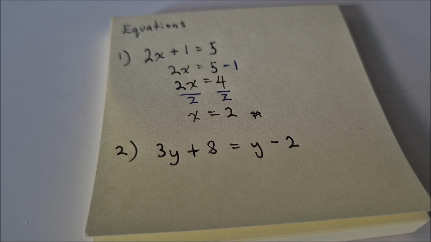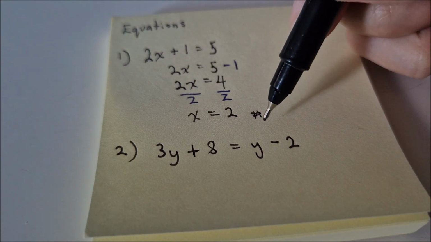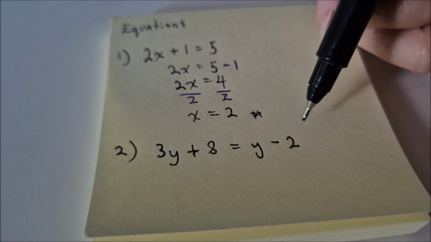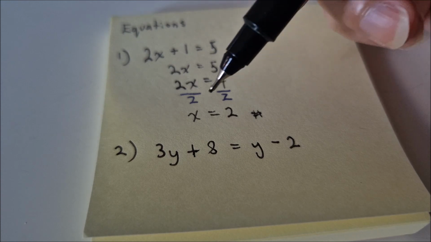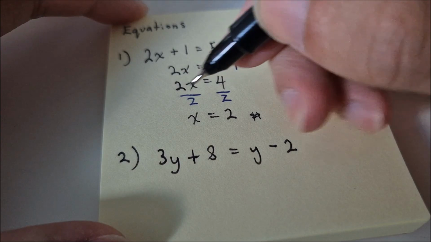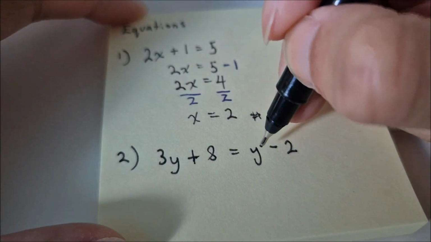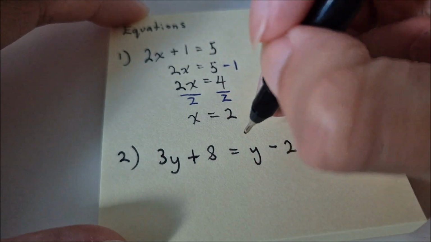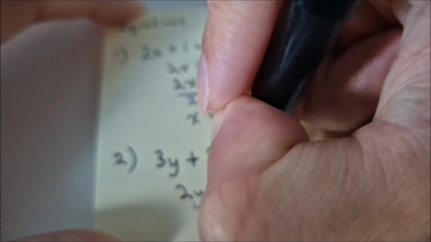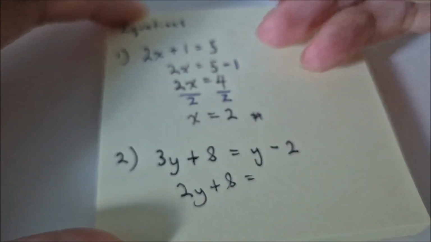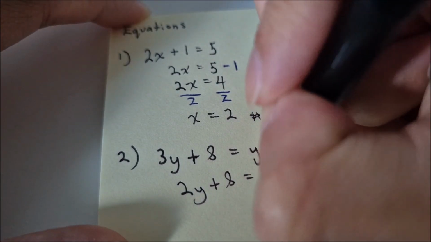Now for the second example, we have variables on both sides as well as the constants on both sides. And remember, we want to get y by itself. We have 3y here and y here. We minus y from both sides. So this will become 2y plus 8 is equal to minus 2.